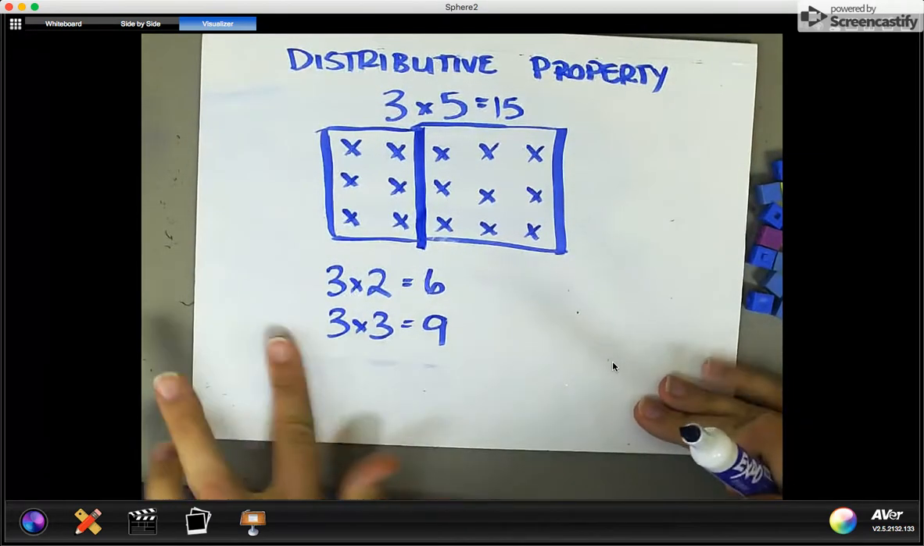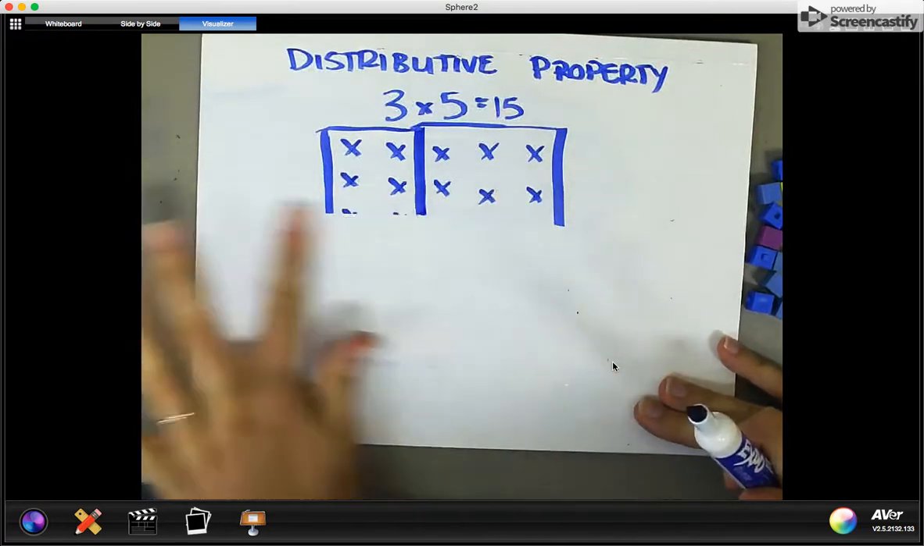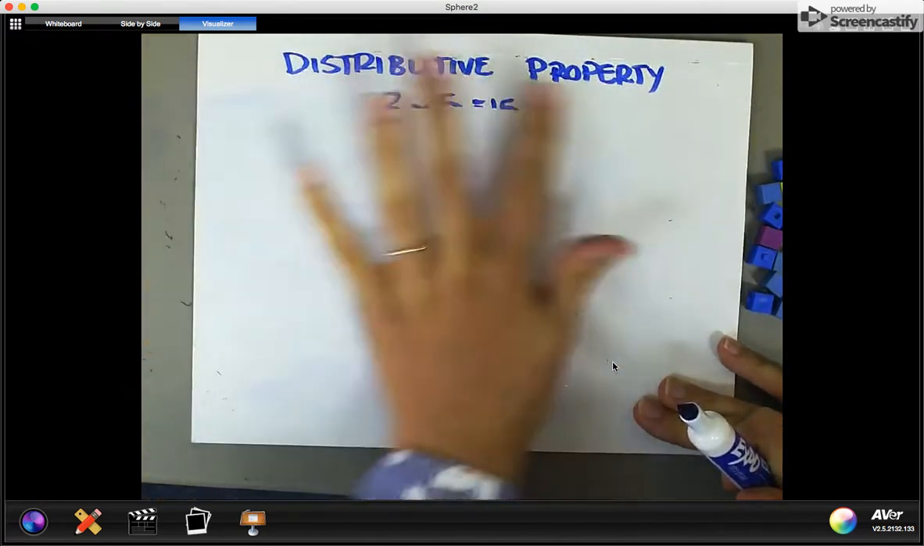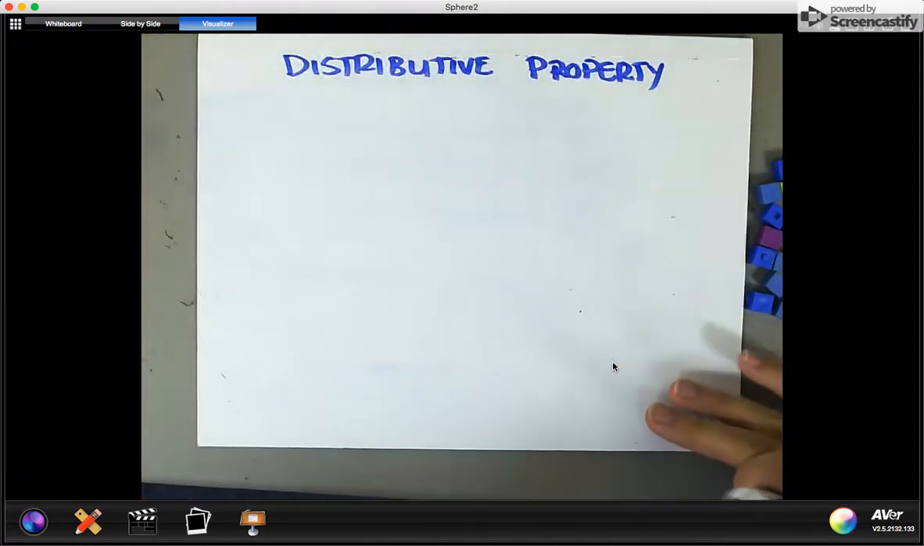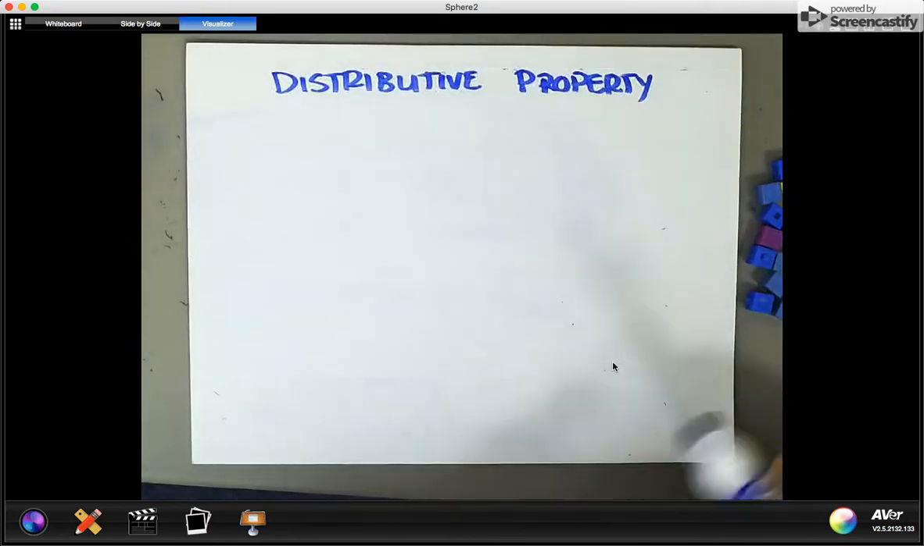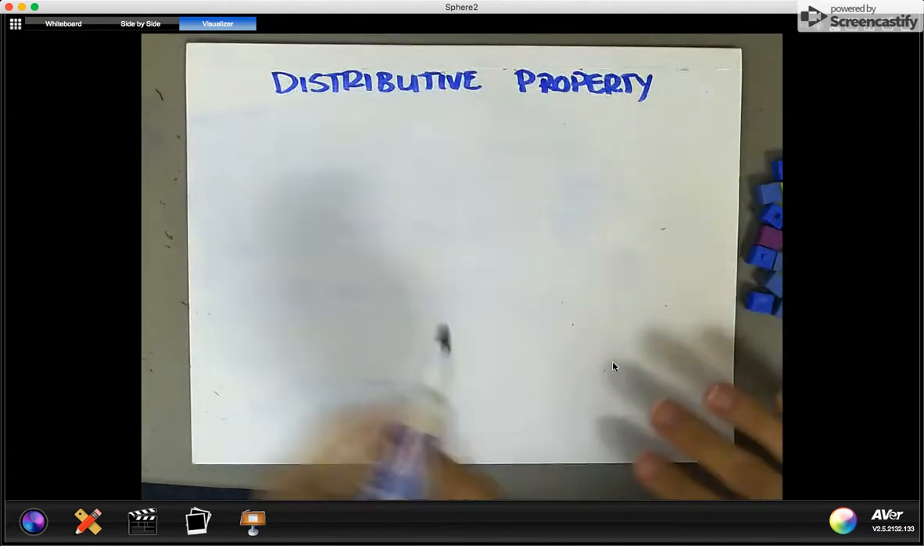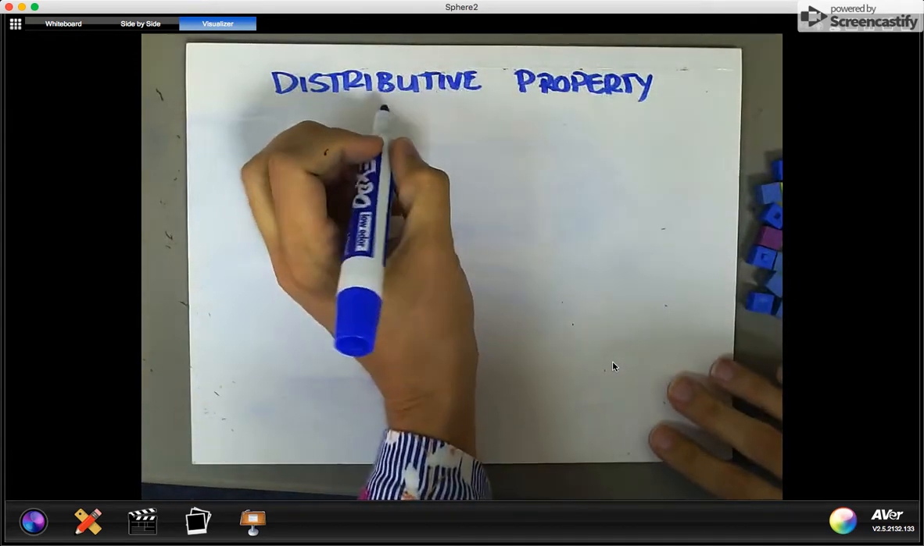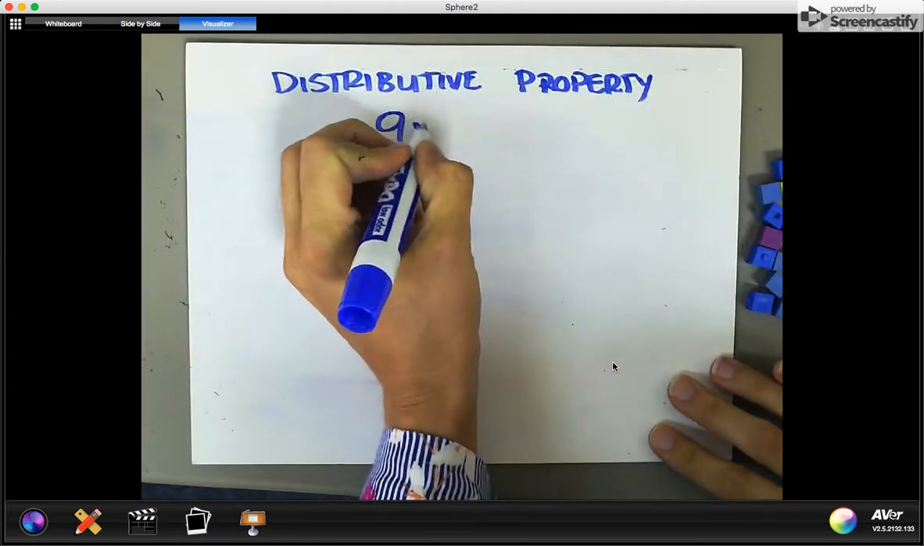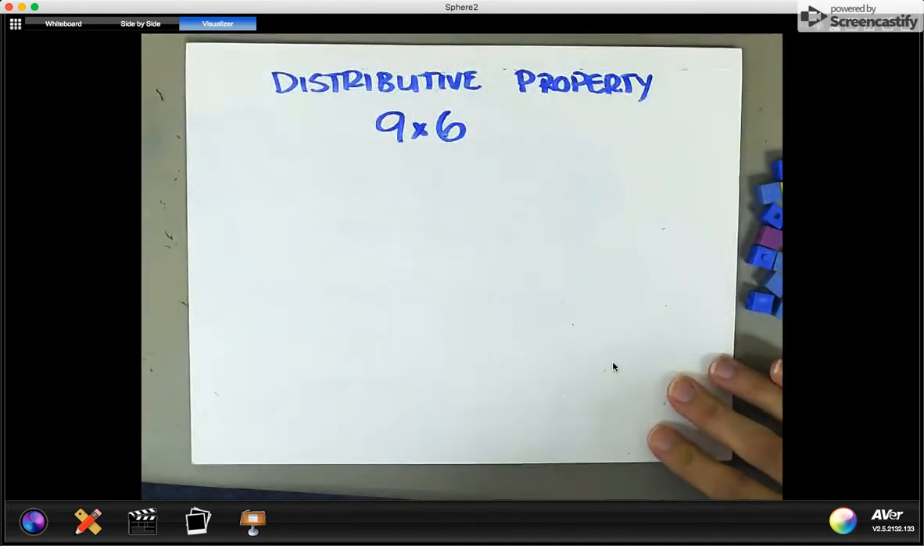And you might be saying, 3 times 5 is 15, I already have that memorized. And that is okay. The reason why we start with small numbers is so that we can draw an array, so that we can see how this works. And then when you understand how it works, you can start using bigger numbers. So let's try 9 times 6.